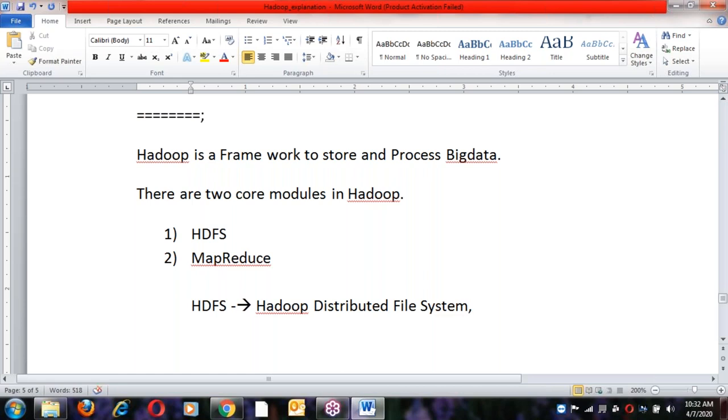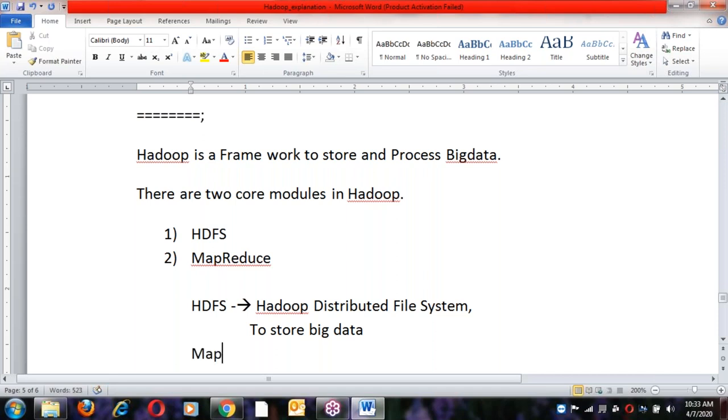So what is the purpose of HDFS? HDFS is to store data, to store big data. HDFS, Hadoop Distributed File System, is to store big data.